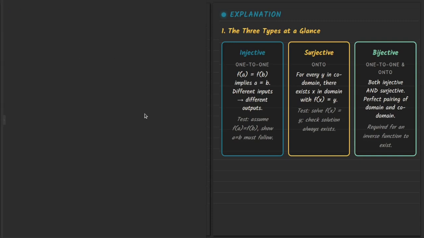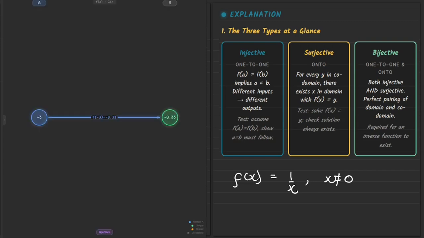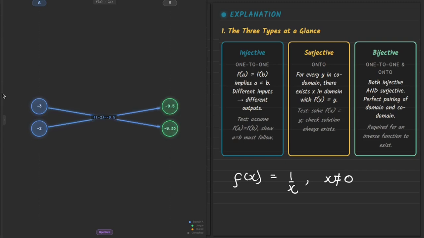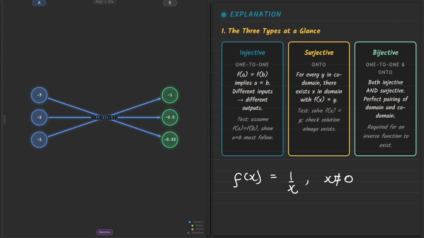Now, for surjective, let's take an example. We are going to take the function f of x is equal to 1 over x, where x is not equal to 0. So for this function here, if I'm to substitute x to be -3, it is going to give us a negative what? 0.33. If I'm to substitute x to be -2, I'm going to get a negative 0.5. If I'm to substitute x to be -1, we get a -1. X cannot be 0 because it makes this undefined.